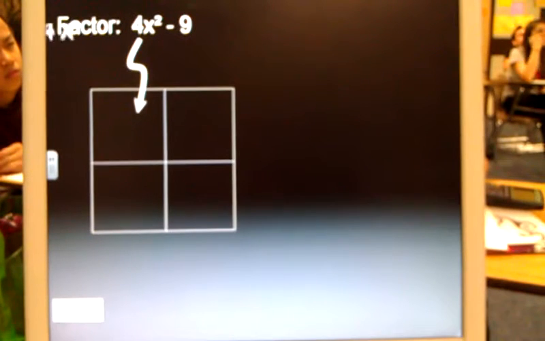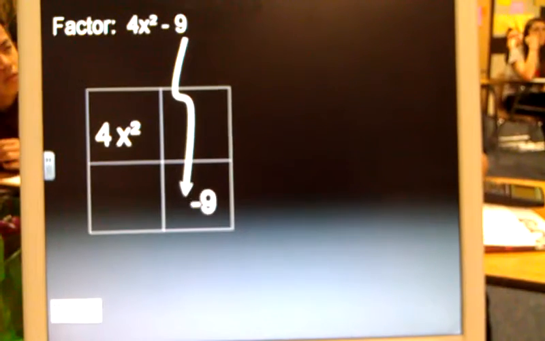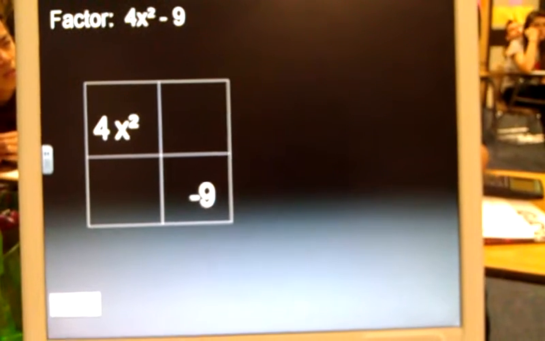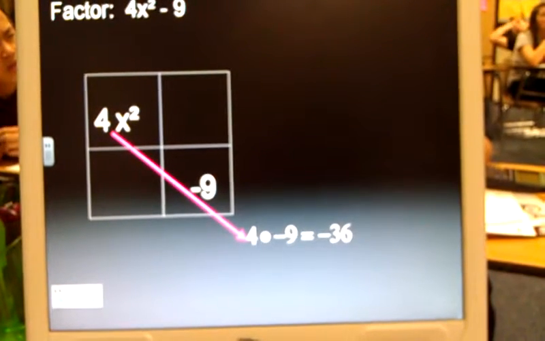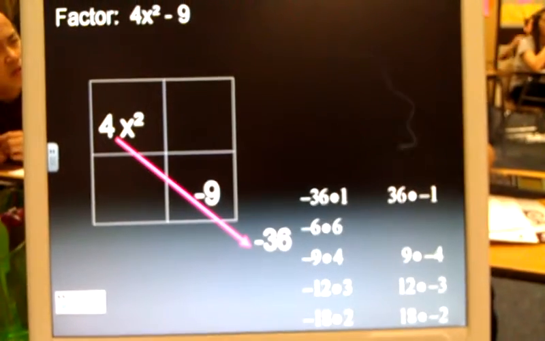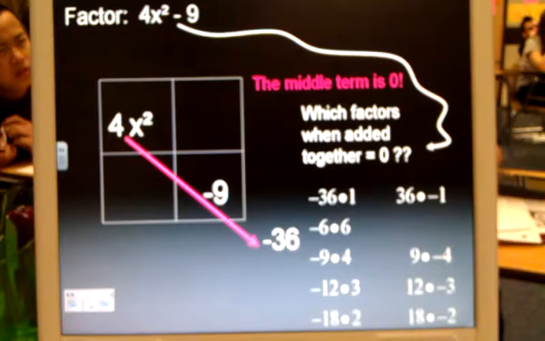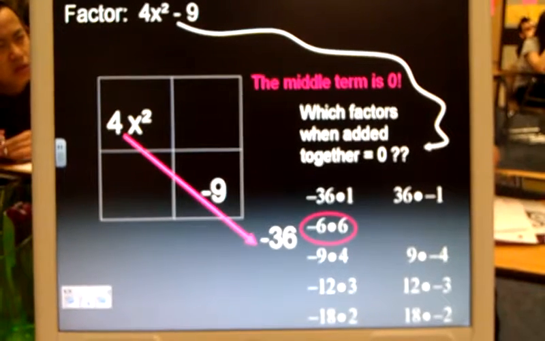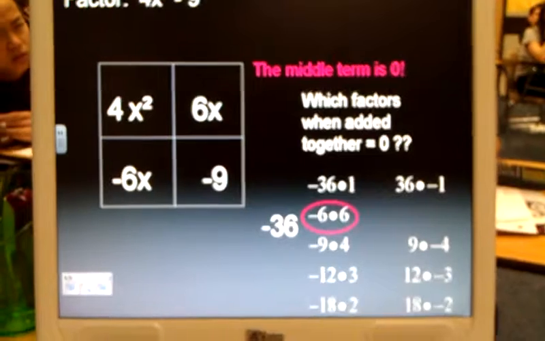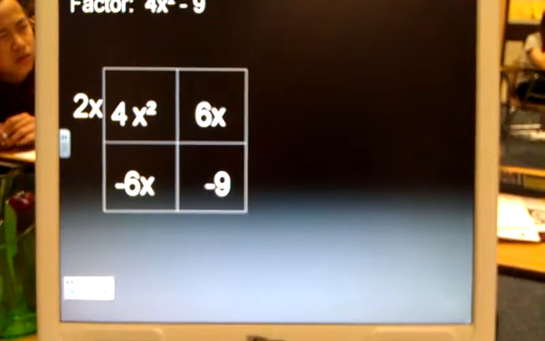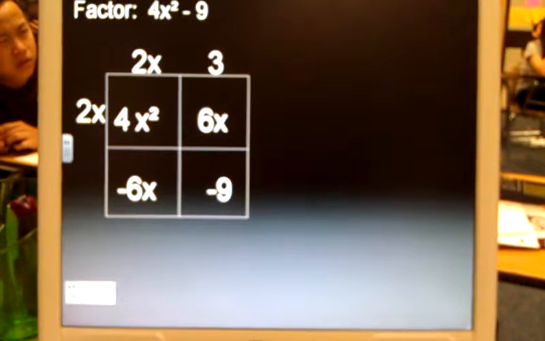This one is a perfect square if you look at 4x squared in the top left, 9 in the bottom. Now there's no x's there, which causes a challenge to this unless you realize first you do a times c and get -36. You want the factors that add together to give you 0 because there is not a middle term. That's where I come up with -6 and 6. Now you have to figure out the GCF, what goes out into 4 and 6, and it splits up as 2x and 2x.